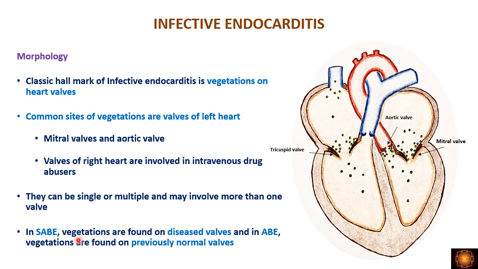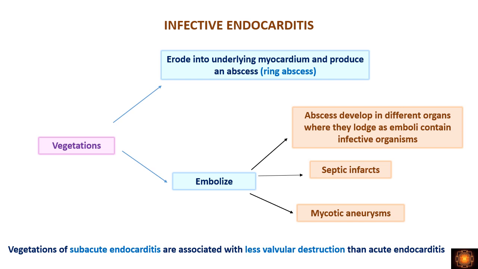In subacute bacterial endocarditis, vegetations are found on diseased valves. Already I have told you, subacute occurs when there is damage to the heart valve, whereas acute occurs in previously normal valves also. So once the vegetations are formed, later, what are the consequences?